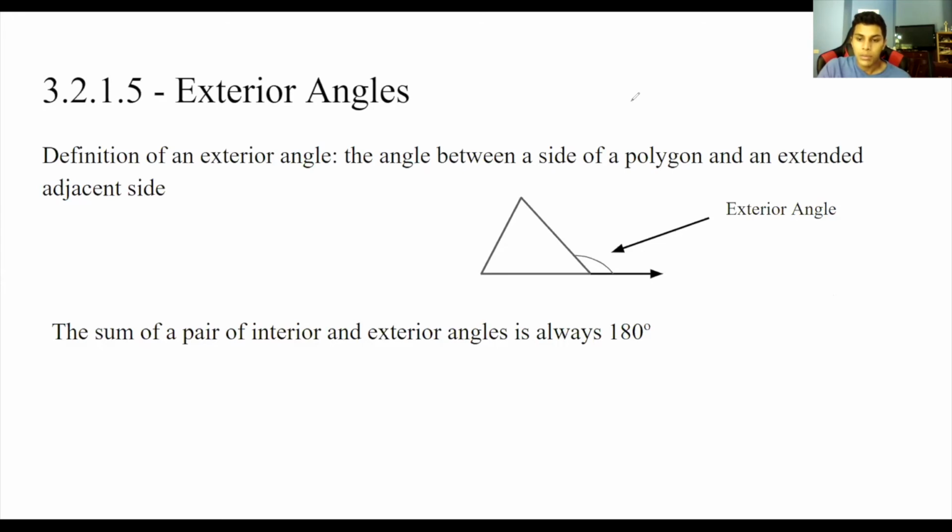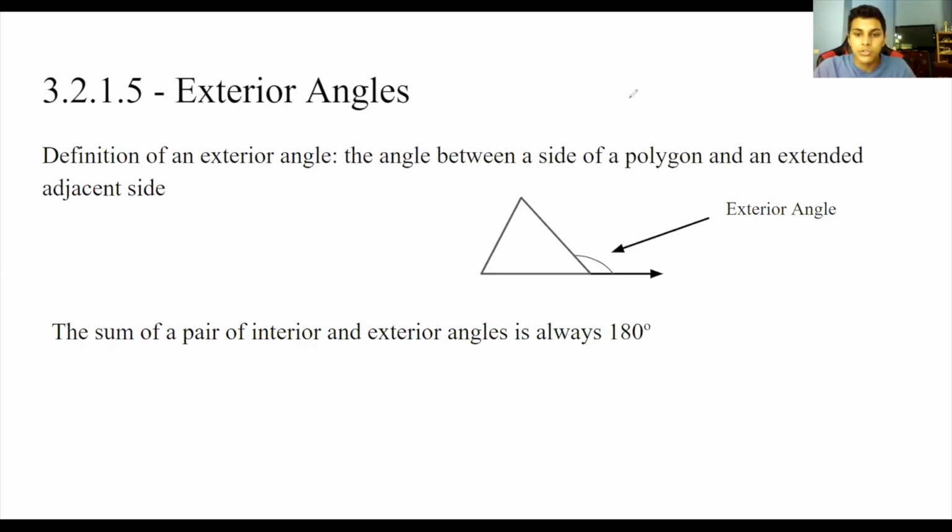Now, one rule about exterior angles in a shape that I didn't actually write down is that all the exterior angles in any shape will always add up to 360 degrees total. It doesn't matter if it's a 100-sided shape or a 3-sided shape. All of the exterior angles always add up to 360 degrees.